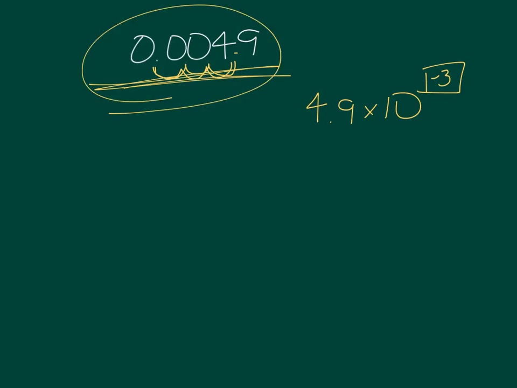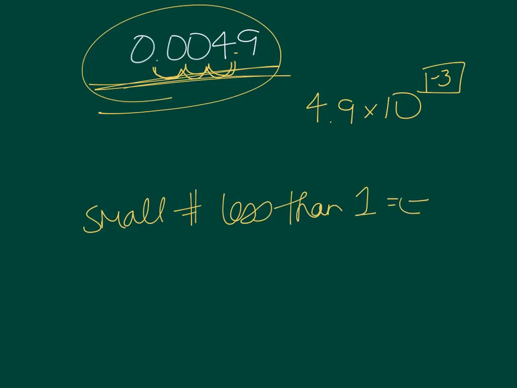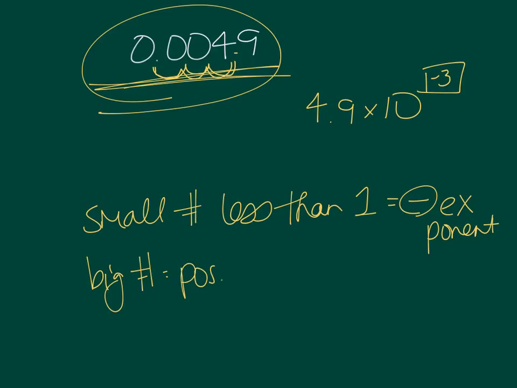Anytime it's a small number, meaning less than 1, then it's going to be a negative exponent. So small number, less than 1, negative exponent. A big number will be a positive exponent. All right, that makes sense, right? Because negatives are small, positives are big.